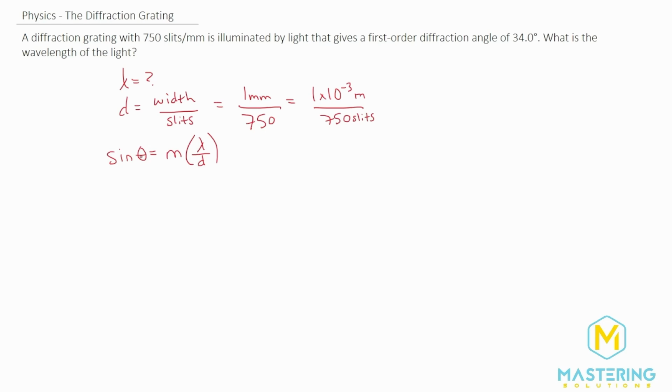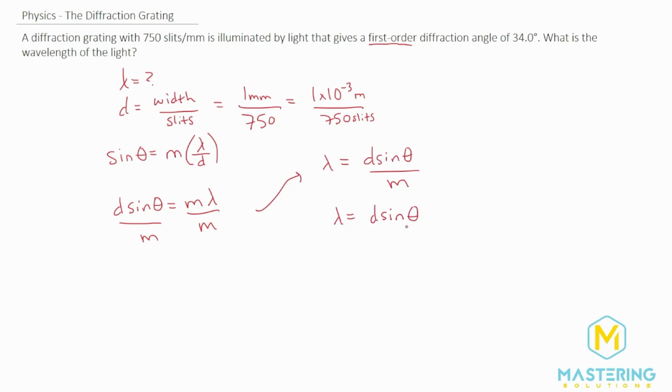Now, we need to solve for lambda, so we need to isolate it. If we multiply both sides of the equation by d, we'll have d sine theta is equal to m lambda. And then if we divide both sides by m, we'll have lambda is equal to d sine theta over m. In the question, though, they say it's a first order diffraction angle, and so m is going to be 1. So we can simplify the equation to d sine theta because m is 1 in this case. If m is something different, that would stay there.